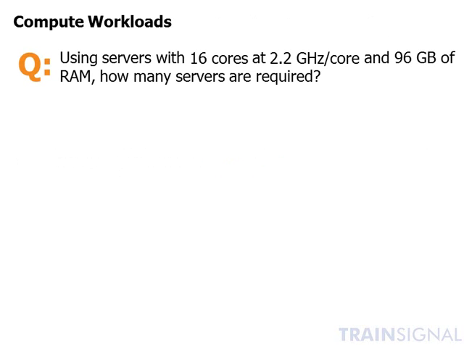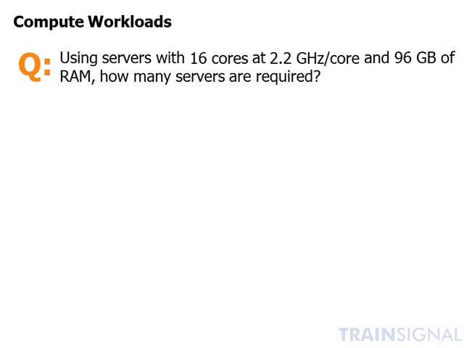So now that I've given you some additional information regarding our design scenario here, let's see how we can use that design scenario information to continue our design process. In this case, we're going to look at compute workloads. Now, I've specified here that we're going to use servers with 16 cores, 2.2 gigahertz per core, 96 gigs of RAM. And how many servers would be required in that case?